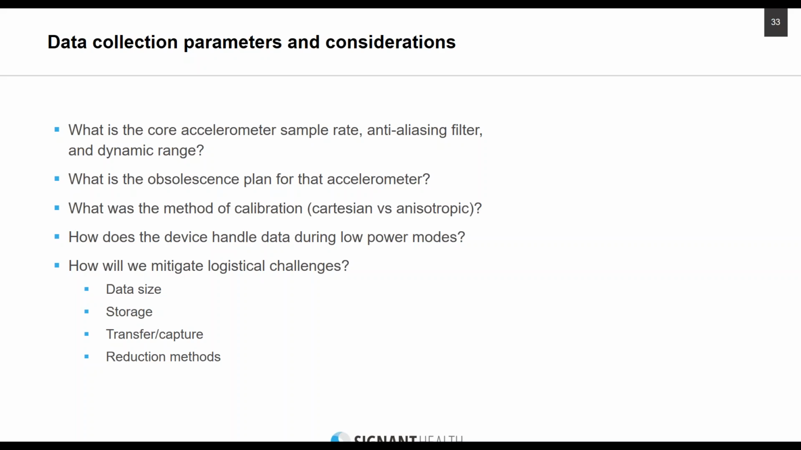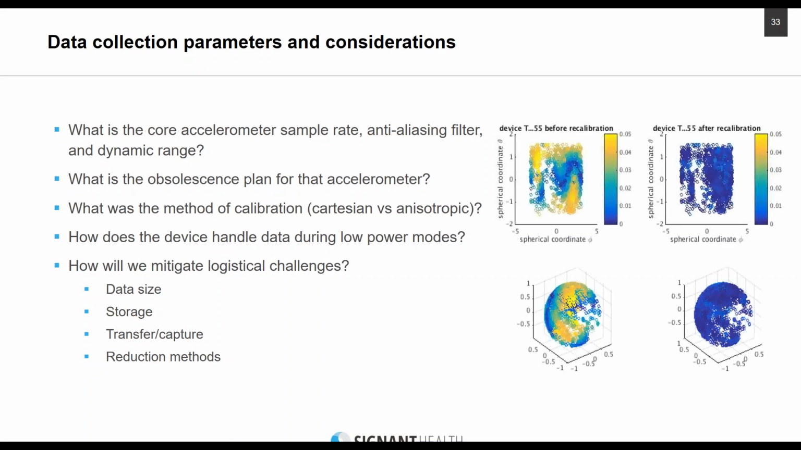What about the calibration method? I get asked about this all the time. Certainly a Cartesian calibration means that I make sure that the device and the sensor in the device can measure 1G vertically and horizontally and diagonally. But an anisotropic method may be better, right? Anisotropic method gives me the opportunity to look at 3 dimensions and say, hey, in any orientation that I put this device, can I be certain that it's going to give me consistent results? And so it's an important question to ask. How are you calibrating your device?